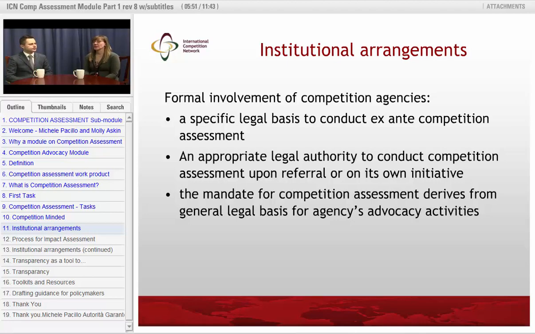For instance, in jurisdictions such as Colombia, Finland, France, the Gambia, Greece, Korea, Mexico, the Netherlands, Portugal, and Spain, there is a specific legal basis for the competition agency to conduct ex-ante competition assessment, and in some of them, for example, Colombia, the Gambia, Korea, Portugal, and Spain, the ex-ante competition assessment is compulsory.